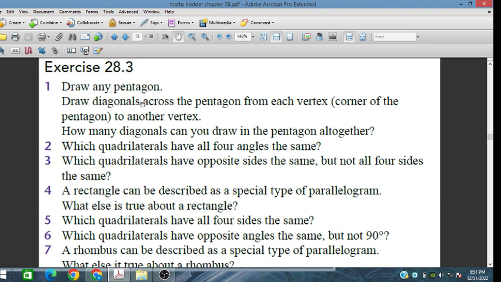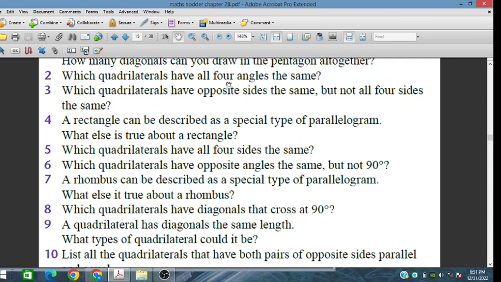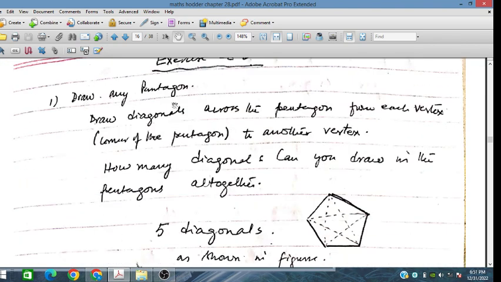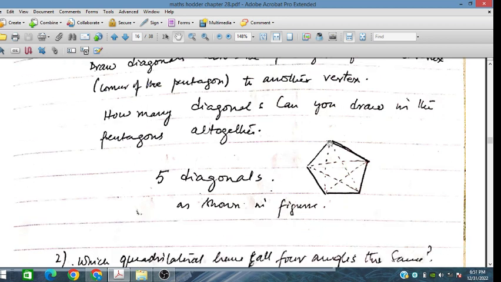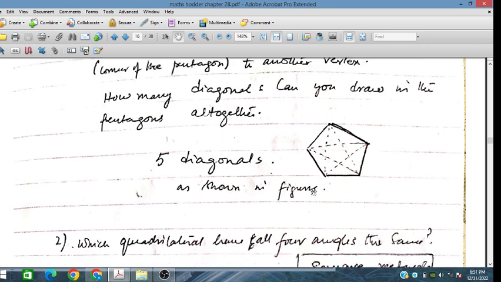Draw any pentagon, and draw diagonals across the pentagon from each vertex, each corner of the pentagon, to another vertex. How many diagonals can you draw in the pentagon altogether? So we have drawn this, and from this point we have this line, from here we have this line, and from here we have this line. So 5 diagonals, as shown in the figure: 1, 2, 3, 4, and this is 5. So there are 5 diagonals.